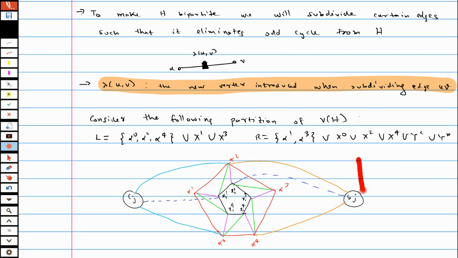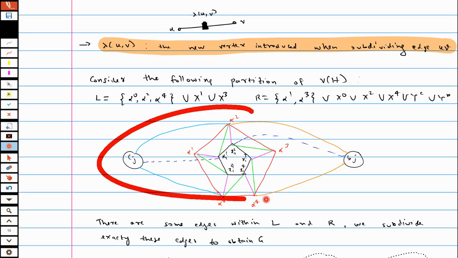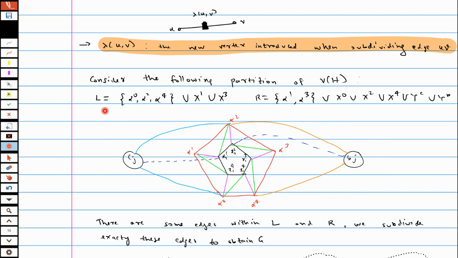This is H. So now we'll define a partition of this graph, and we'll show that this partition is not bipartite, but the edges which are there in L and which are there in R, we will subdivide those edges. Okay. So this is H, right? And we are doing a partition of this H of vertices. So L is defined as this thing, and R is defined as this thing. Right? So first of all, it is clear to see that this is not a bipartition.